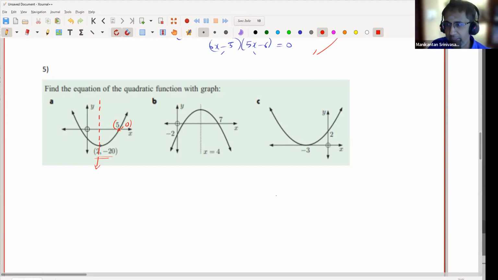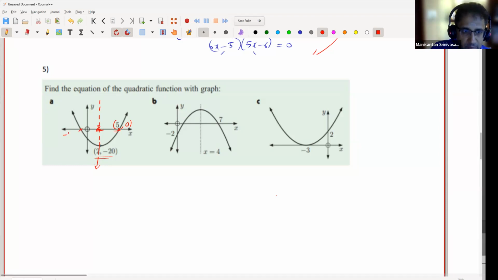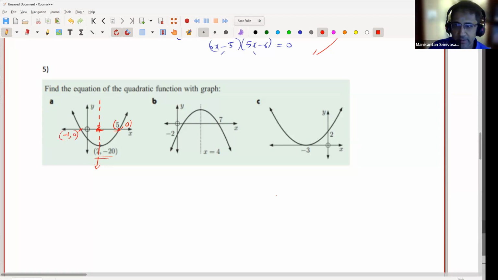The vertex is on the axis of symmetry, right? And the graph is symmetric about the vertex. Therefore, this point, 5, is 3 units to the right of 2, the vertex. And 3 units to the left of 2 would be this point, so this point would be minus 1, 0. So the vertex is halfway between the 2 roots. One root is 5, which is why it passes through 5, 0. The other root has to be symmetrically on the left side. Therefore, it's minus 1, right?